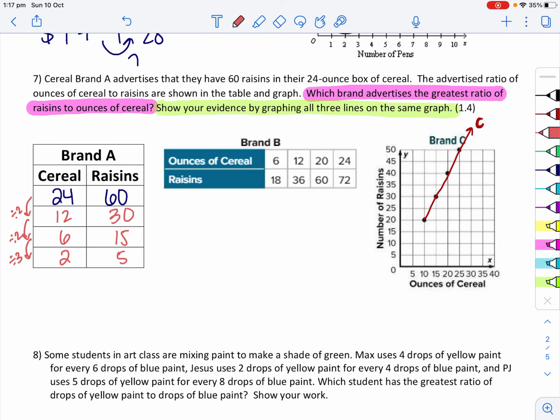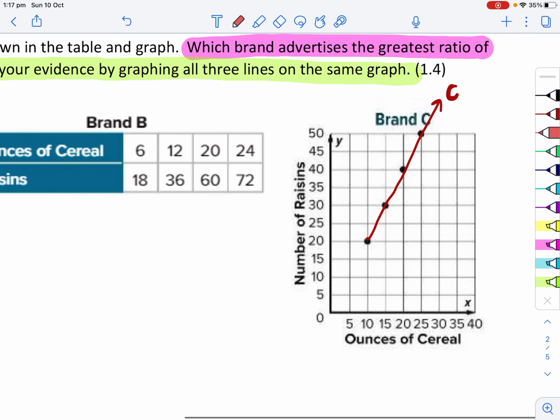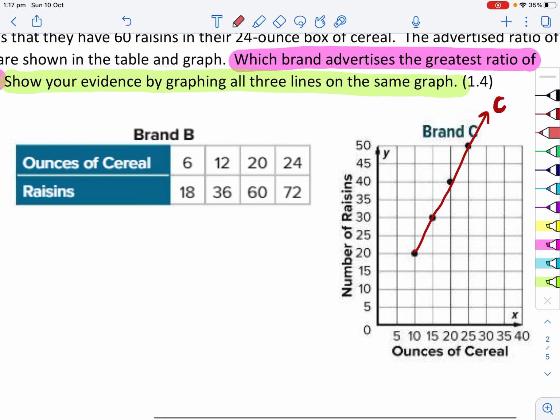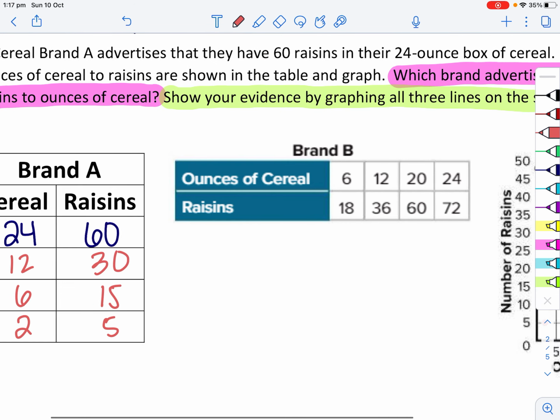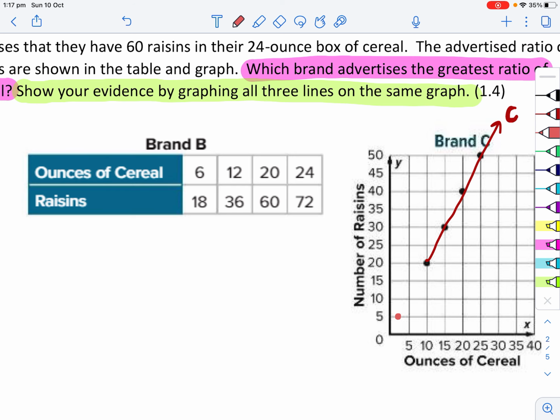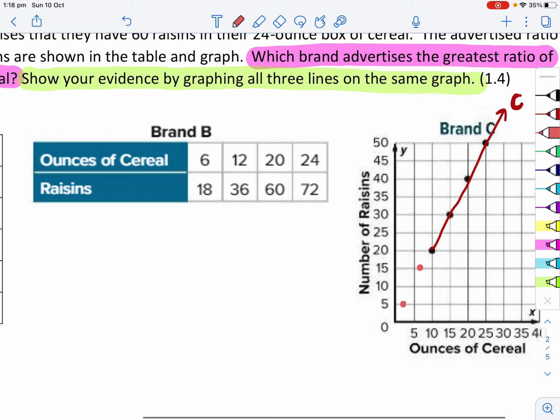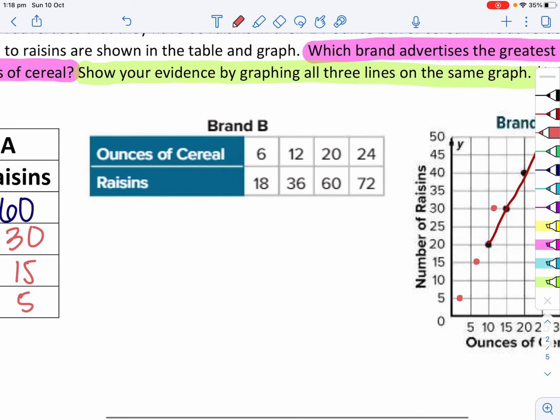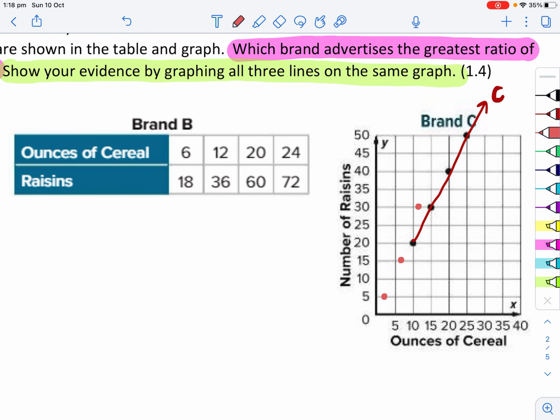So for cereal brand A, I've got 2, 5. So right there, 6, 15, 12, 30. So 12 is here and 30 is up here. And then 24 and 60 is going to be somewhere way up here. So those points, that last point, the first one they gave me wasn't even on the graph to begin with. So this is going to be brand A.